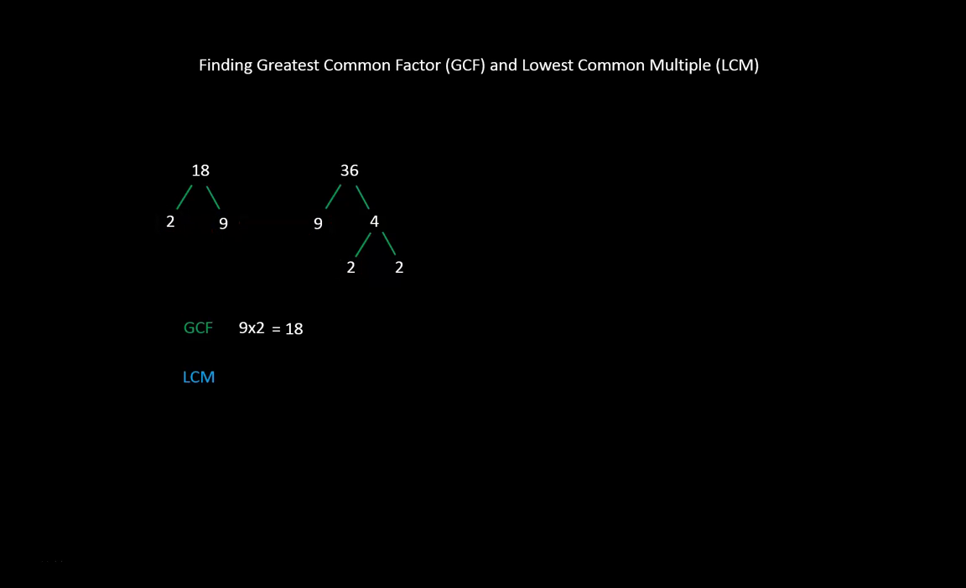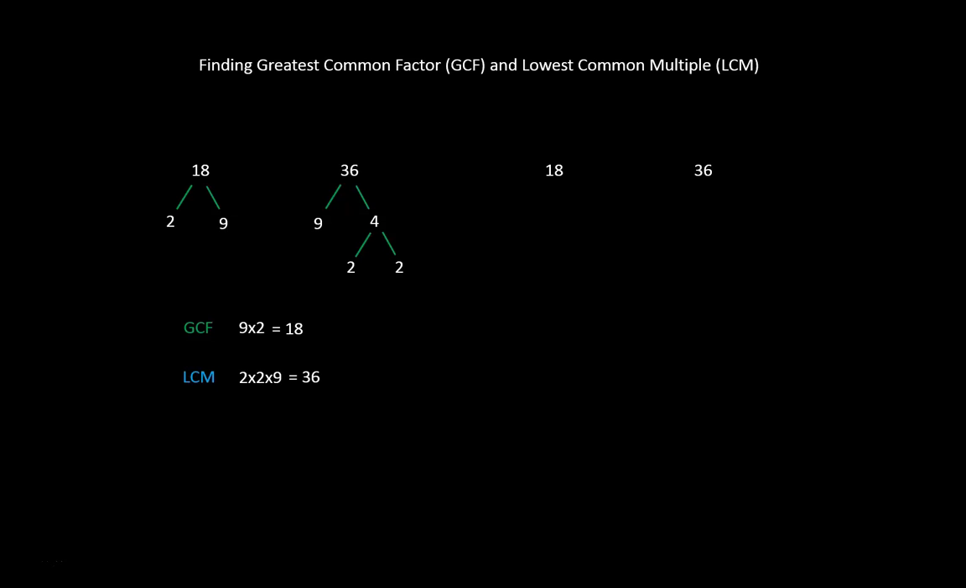Let's determine the lowest common multiple. On the left we have a 2, but under 36 we have 2 2's. So we take these 2 2's and the 1 9 from either number, multiplying them together gives us the lowest common multiple of 36.